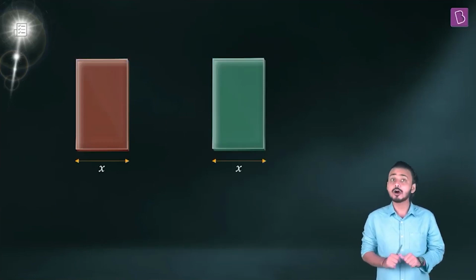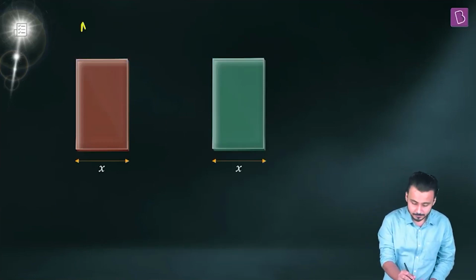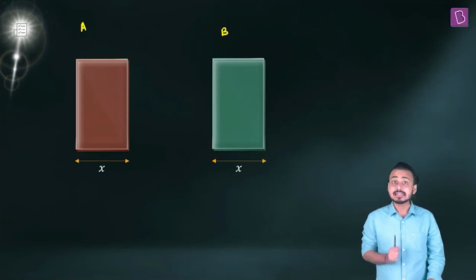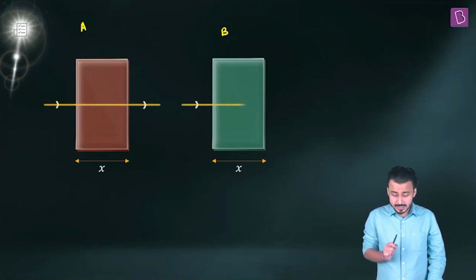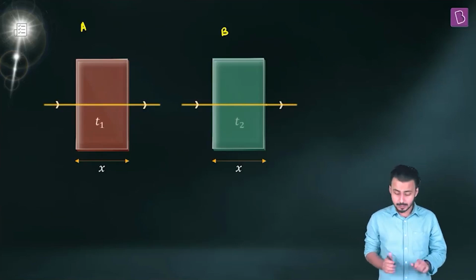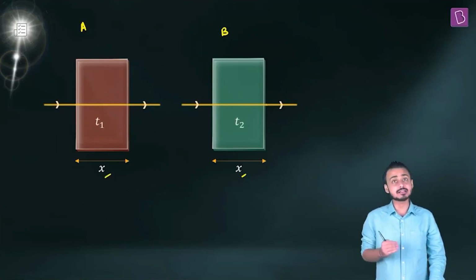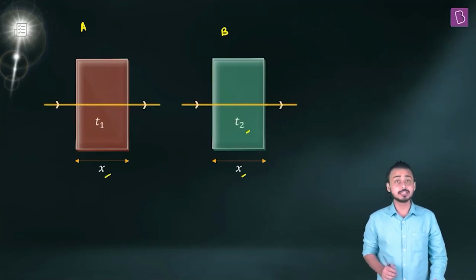These are 2 slabs of different media. Let's say this is A. Let's say this is B. Correct? And the light is incident on both of them, like this. Now, when it is incident on both of them, it takes different time intervals to travel distance x. In the first slab, that is A, it takes t1 seconds. In the second slab, that is B, it takes t2 seconds.